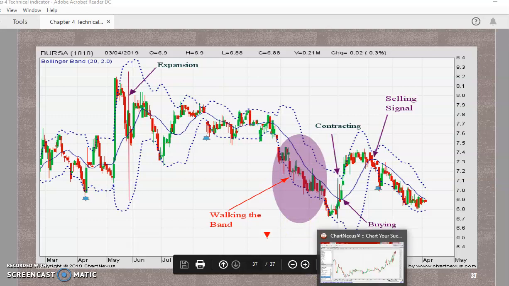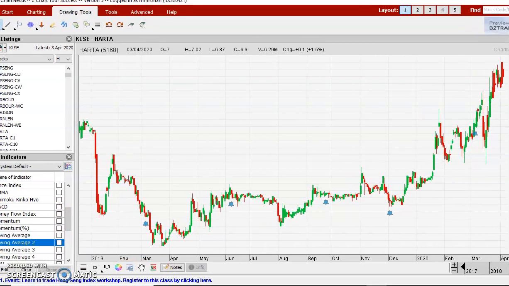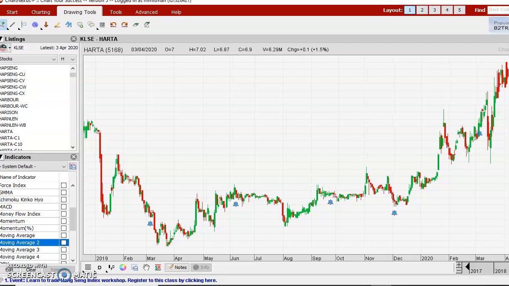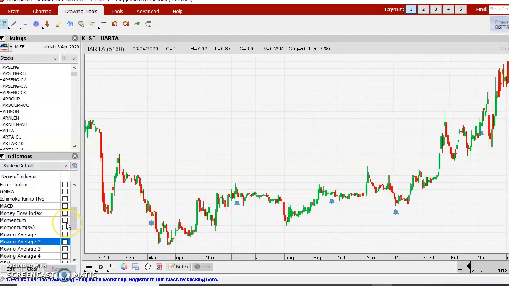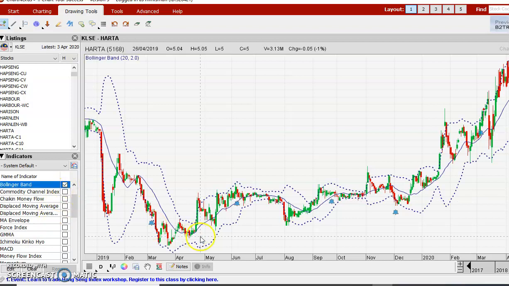Let's look at our chart in Nexus. In our chart Nexus, we choose the Bollinger Band. So this is the Bollinger Band. By default, the Bollinger Band uses 20, 2. The first 20 is the simple moving average. We use a 20-day moving average, and the 2 is the standard deviation, which is 2 standard deviations.